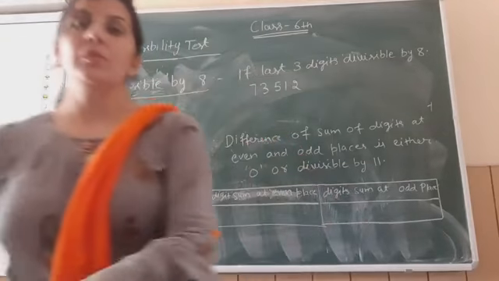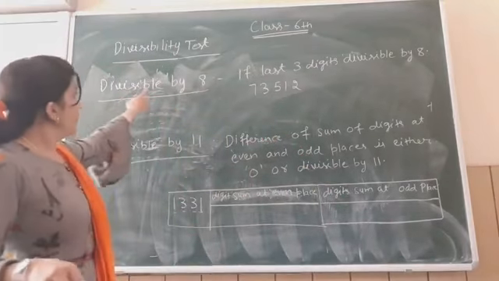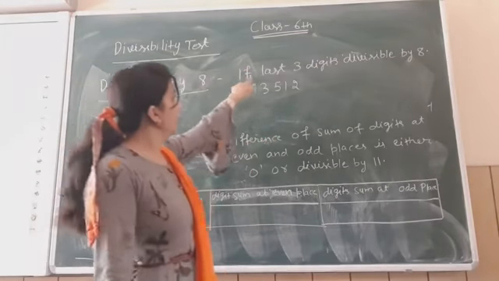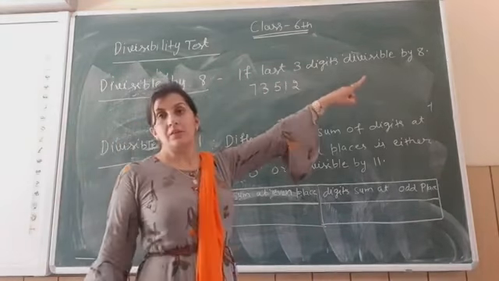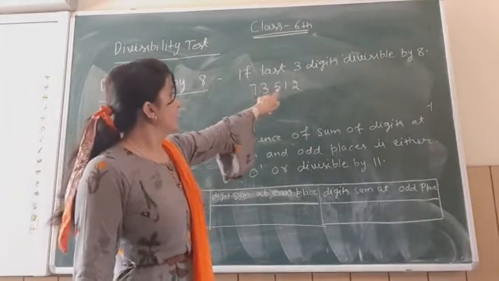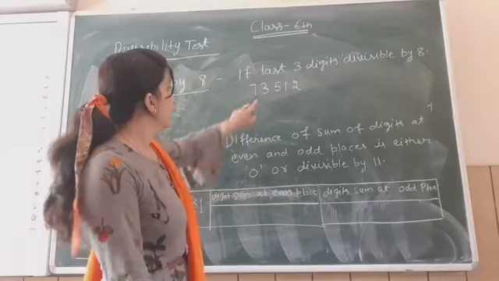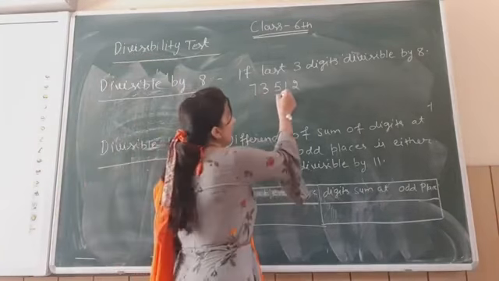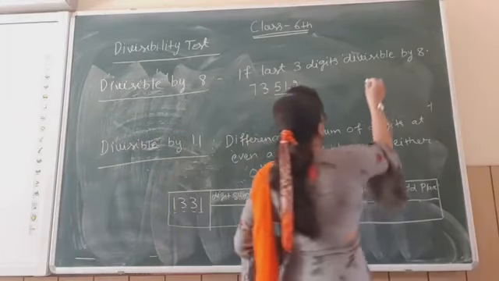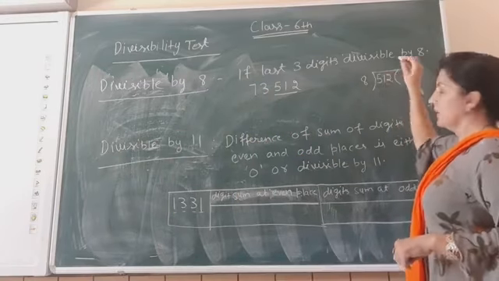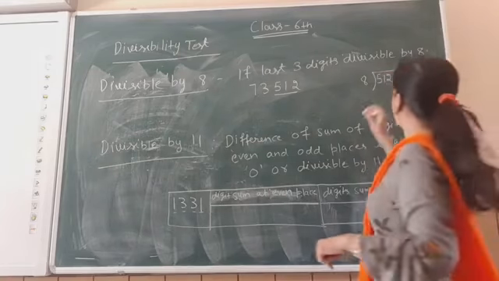So next is divisibility by 8. A number is divisible by 8 if the last 3 digits are divisible by 8. Like we will take the number 73512, meaning 73,512. We will check only the last 3 digits. We will check if these are divisible by 8.